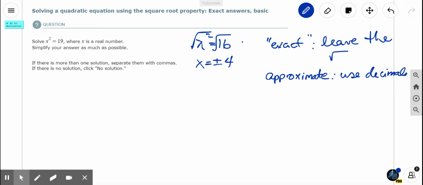You can use your calculator and get decimals. Okay. So it says simplify as much as possible. So you're given x squared equals 19. Well, you take the square root of both sides.